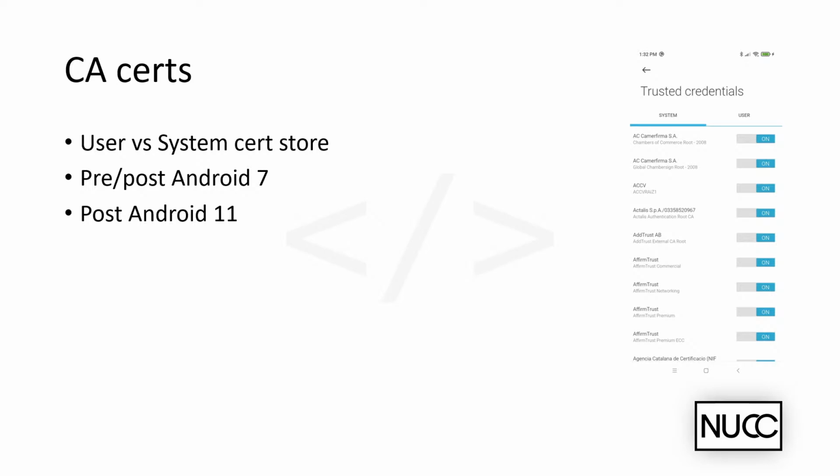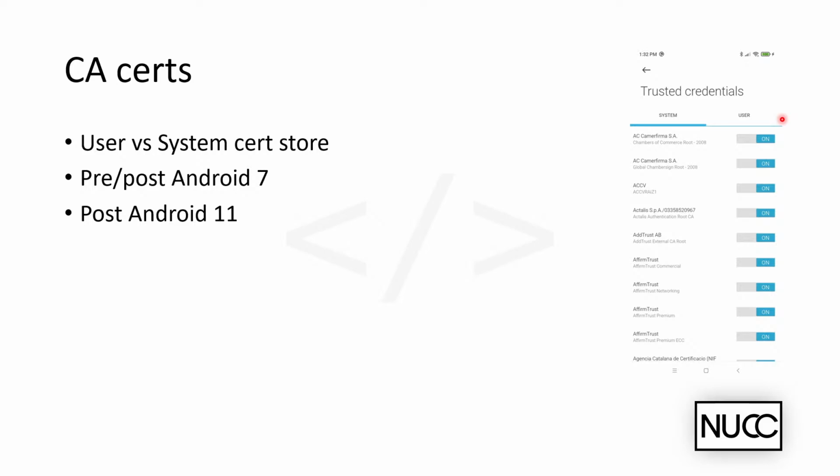CA certs. A CA cert is the certificate authority used to sign HTTPS certificates, which, as you can see on the right here, there's a bunch already installed on the phone, and you've got system and user certs. User certs are installed by the user, and that's the way the device knows it's got two different stores. And system certs, obviously, come with your phone, pre-packaged.